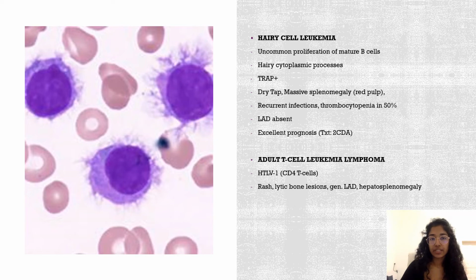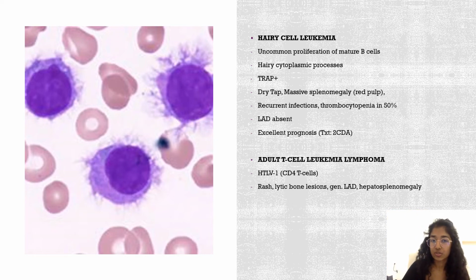A variant of CLL is hairy cell leukemia. Hairy cell leukemia is an uncommon proliferation of mature B cells, which is characterized by the presence of hairy cytoplasmic processes, as seen in the picture. These will be shown to be TRAP positive. TRAP is tartrate-resistant acid phosphatase, and this TRAP positivity will help you to ID hairy cell leukemia.